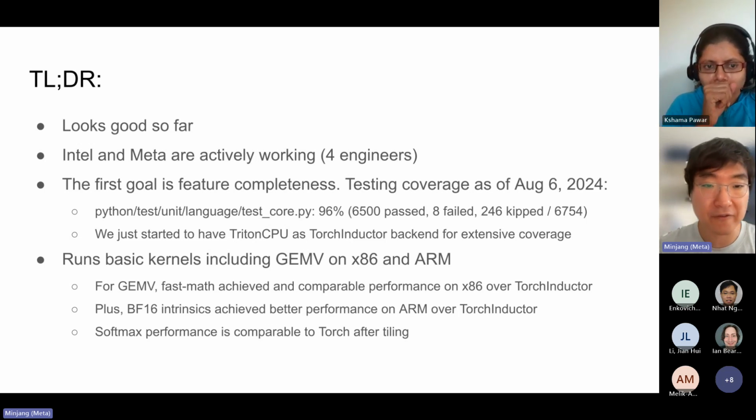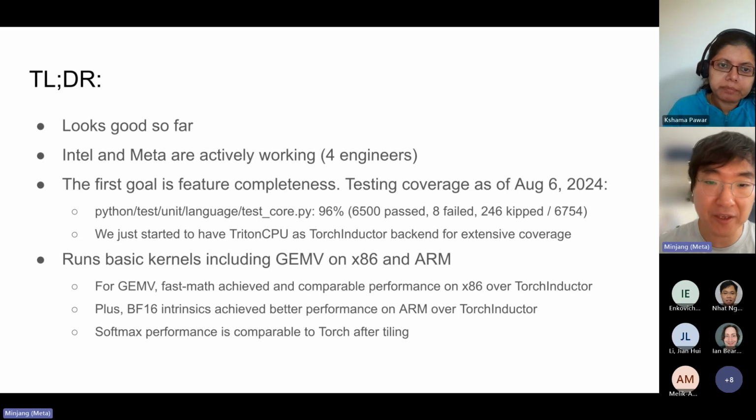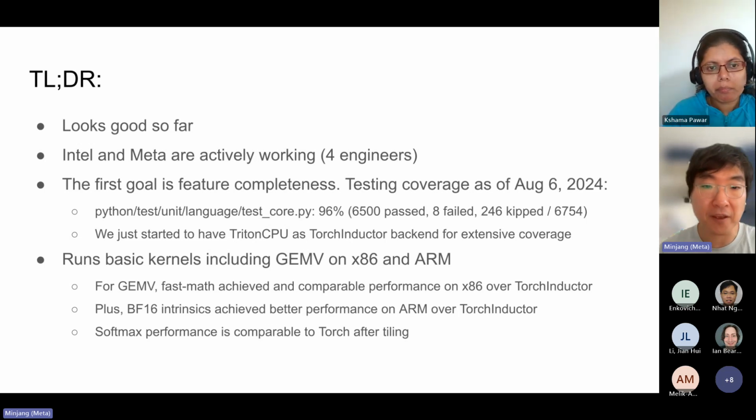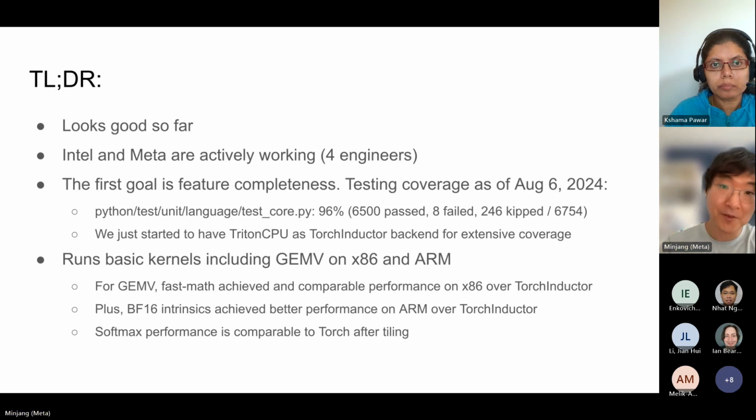The status is pretty good. Now we can run general GEMV and GEMM on both x86 and ARM architectures. If we use fast math, like aggressive optimizations, we were able to achieve sometimes better performance on ARM or similar performance on x86. As Ilya showed with softmax, that's similar. Once you do some better optimization, like loop tiling, the performance is also pretty similar.